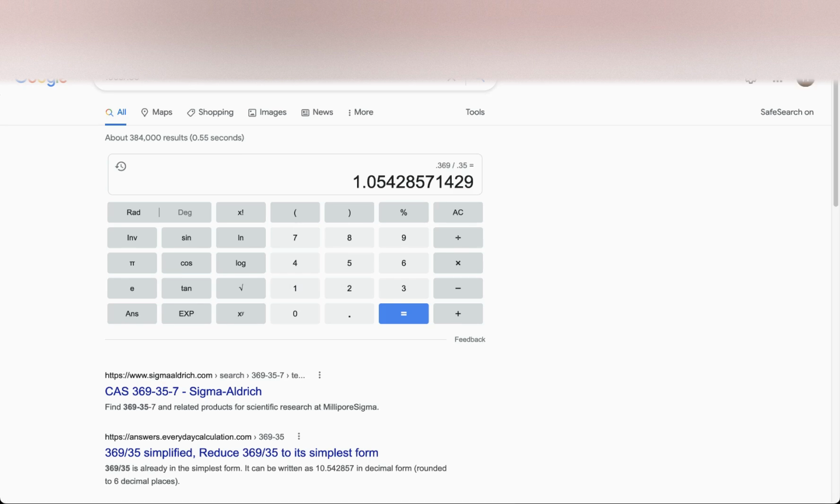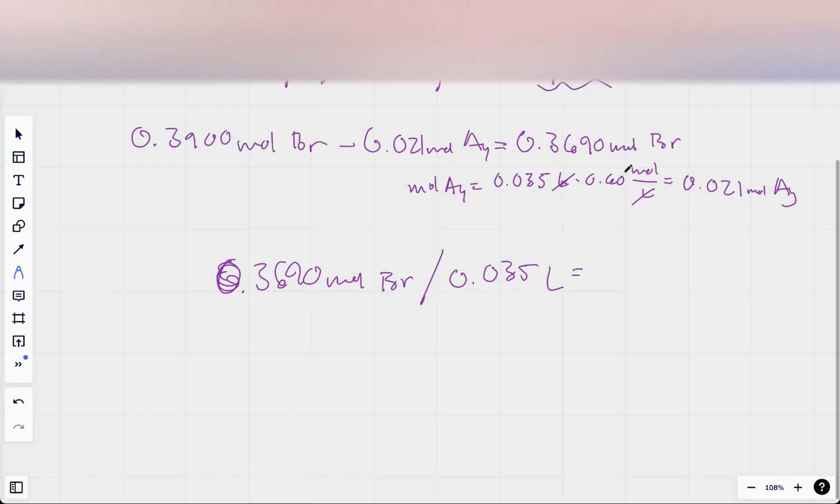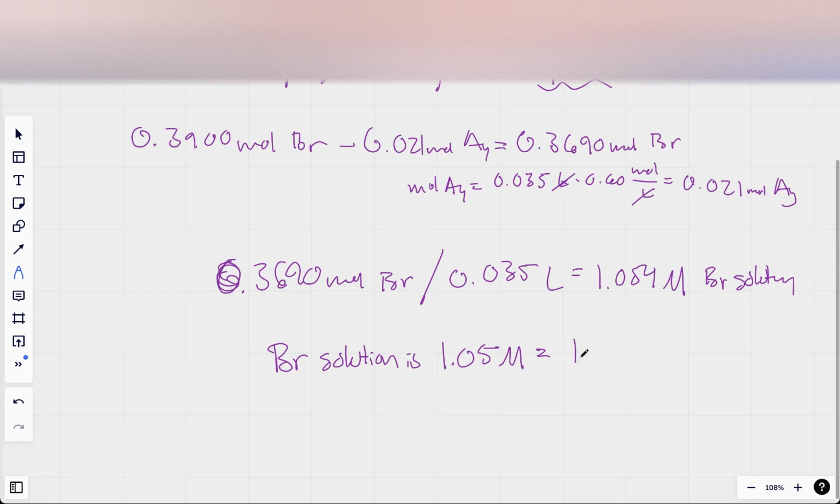And we're going to get 1.054, 1.054 molar bromine solution. Okay. And then we only have sig figs, so we need to round this down. And I'll say that the Br solution is 1.05 molar. Oh, they said 2 sig figs, so 1.1.